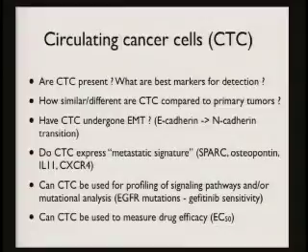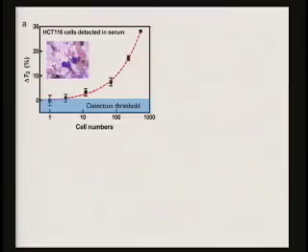Or can they be used to measure drug efficacy? So I'll just show you a couple of tantalizing slides. First one is detection threshold. How many circulating cancer cells can we actually detect in blood drawn from patients? Currently, the detection threshold is somewhere around 3 to 5 cells.